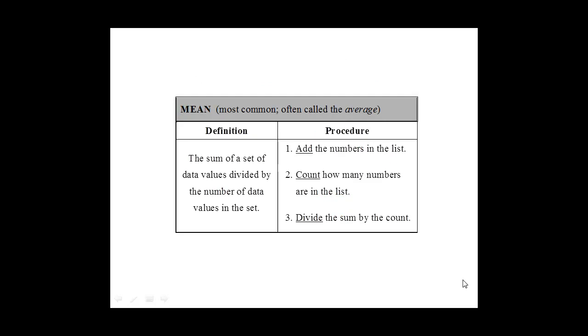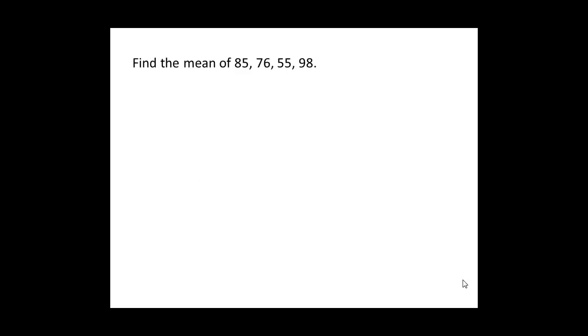The mean, which is also called the average. The mean is the sum of a set of data values divided by the number of data values in the set. In order to find the mean, you will first add the numbers in the list, then count how many numbers are in the list. Divide the sum by the count. Find the mean of 85, 76, 55, and 98.